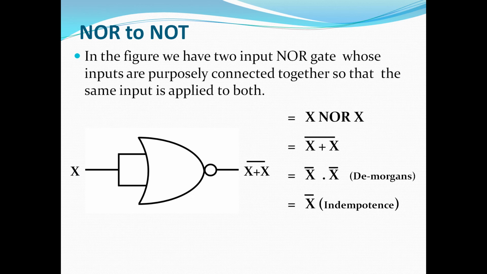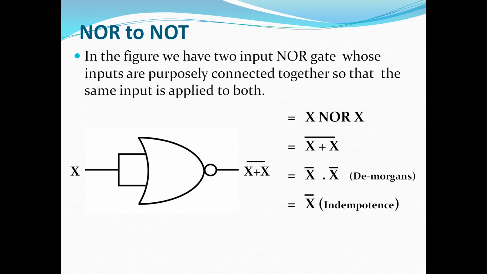The reason is that if you connect the 2 inputs together, the same input can be given to both, because we are going to implement the NOT gate here. The NOT gate contains only one input and one output. So both the inputs are connected together, and we give the input.